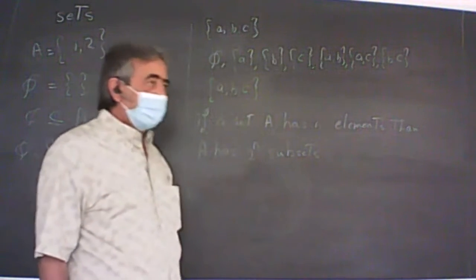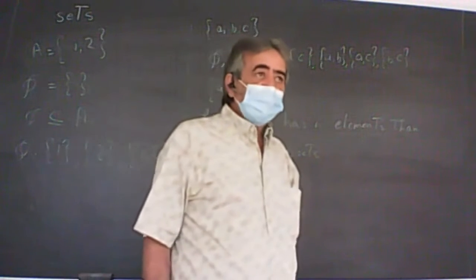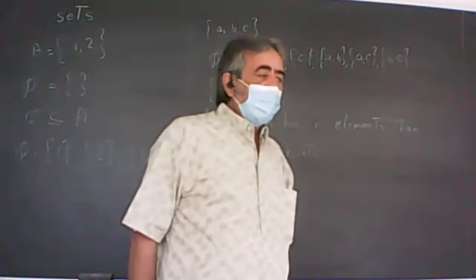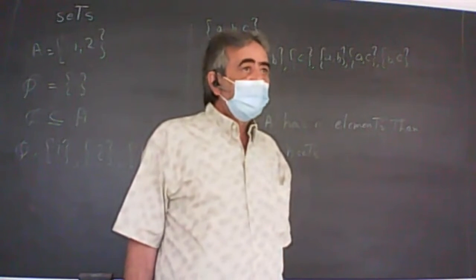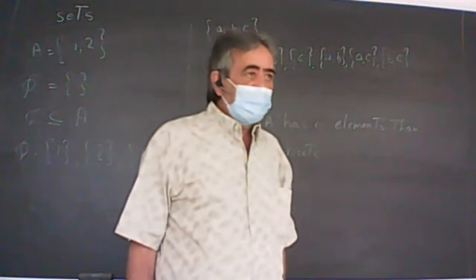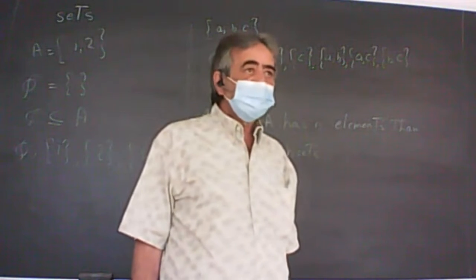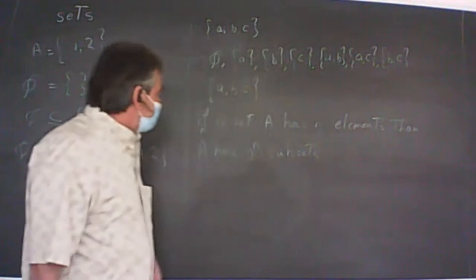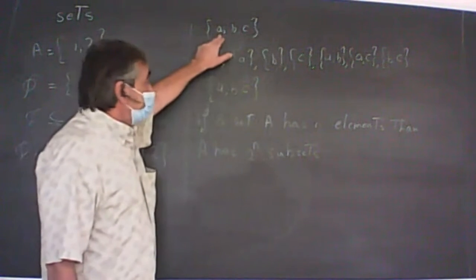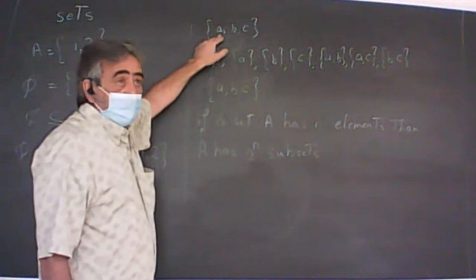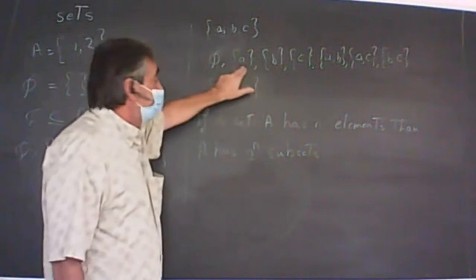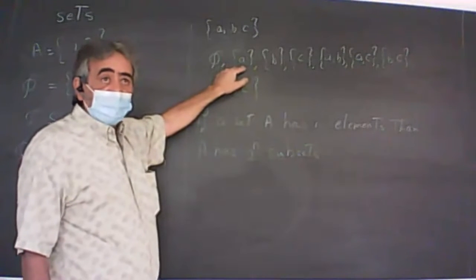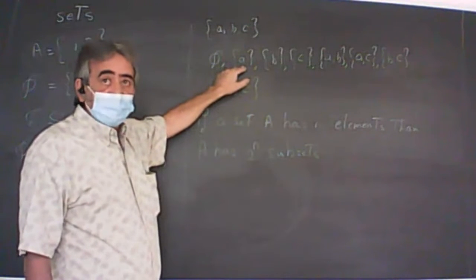The difference between a subset and a proper subset: a proper subset is always a subset, but a subset does not have to be a proper subset. For instance, this one is a subset of that, but it's not a proper subset. But this one is both. It's a proper subset, and it's also a subset.